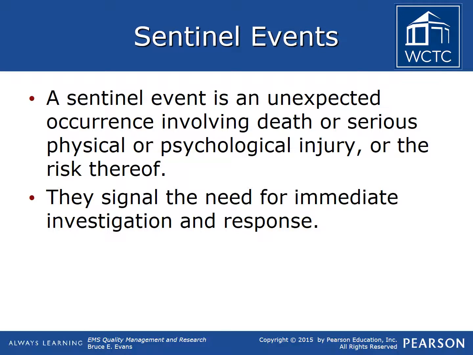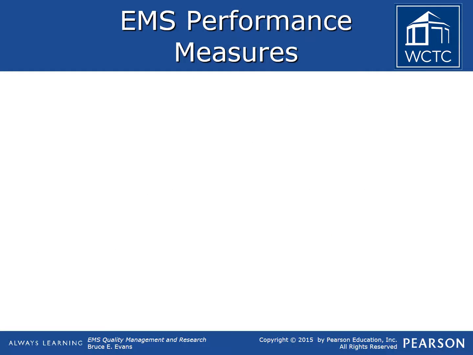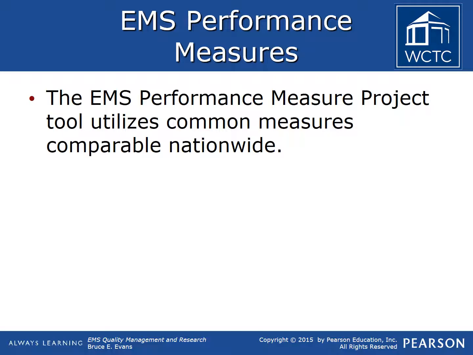The textbook does provide additional examples of instances that point to a possible loss to the EMS agency or a catastrophic outcome. When a Sentinel event occurs, an analysis and action plan to correct the cause should occur within 7 to 14 days of the event. To assist EMS agencies in their quality improvement activities, the EMS Performance Measures Project was concluded in 2006 to provide an additional tool with which to gauge and report the environment and performance of EMS agencies and systems.